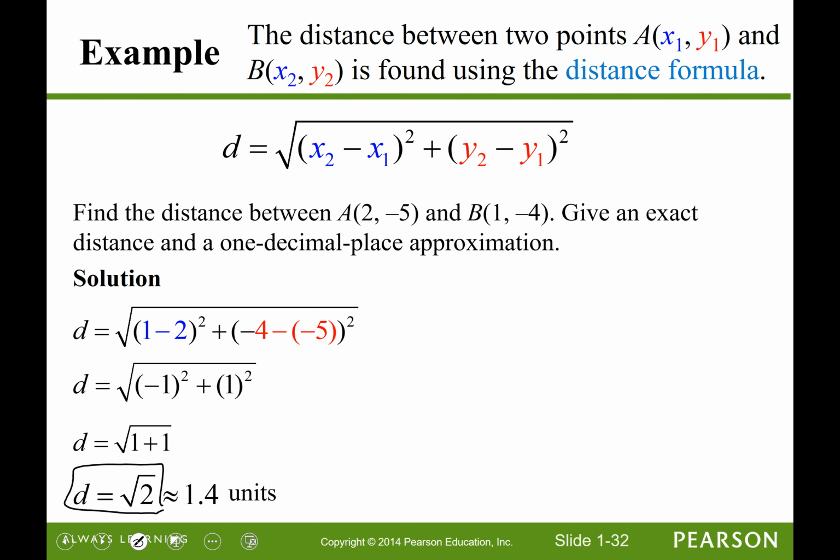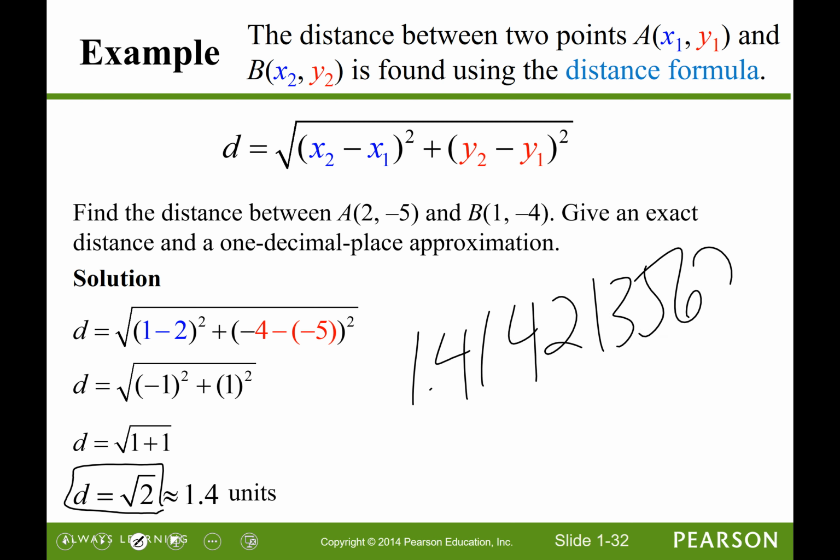And the square root of 2 is an irrational number. It runs off my screen. It's like pi. It never repeats and it never terminates. But they asked us for it approximate to 1 decimal place. So rounding to 1 decimal place would be approximately 1.4. And this is all linear units, the distance between 2 points, linear units.